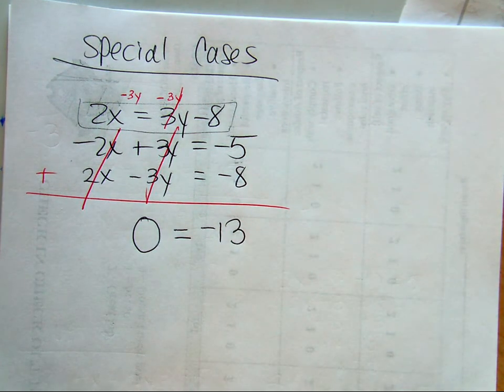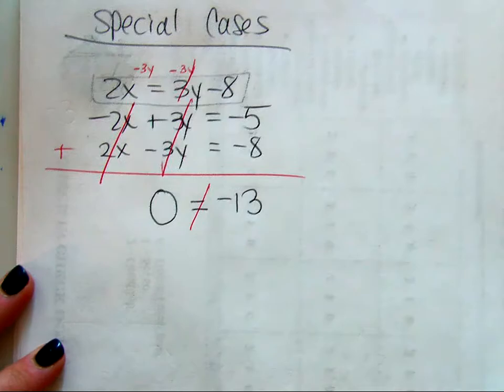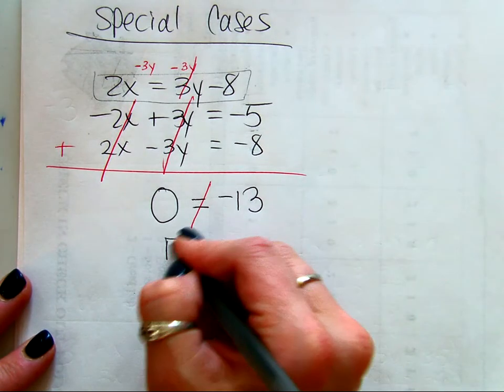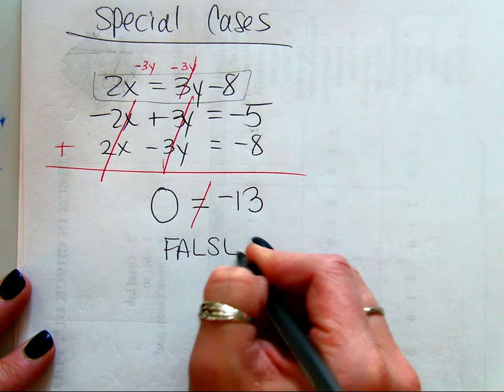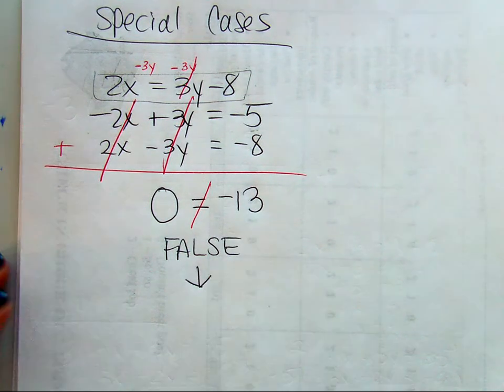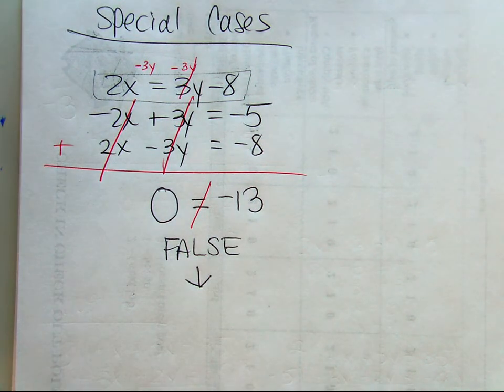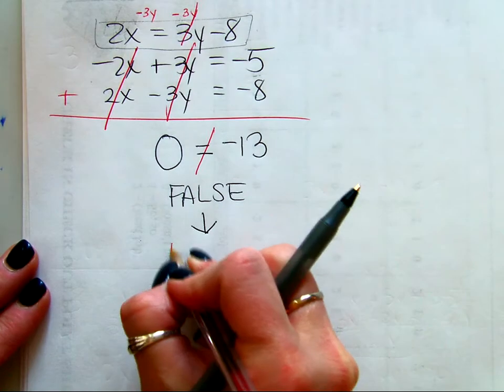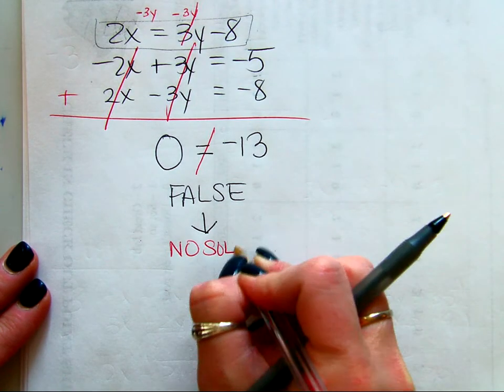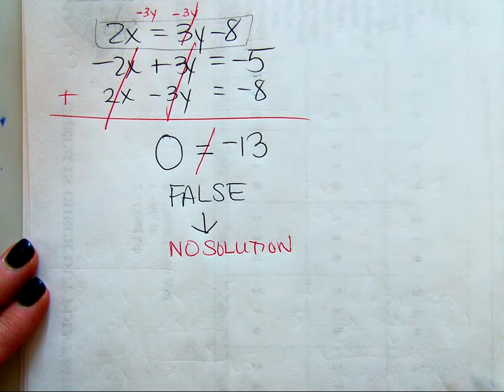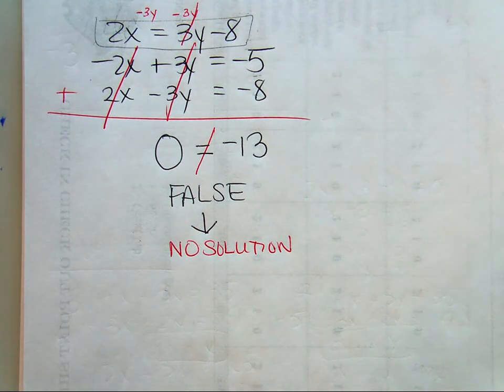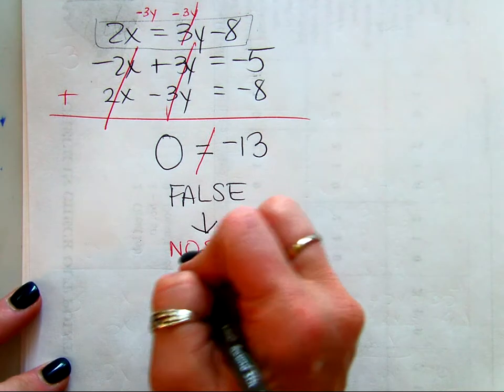No, it does not. So when your variables cancel and you are left with a false statement, false is not your answer. What does false mean? It means the answer you're going to put on your paper is no solution. Hey, let's not forget what we're doing. We're talking about systems of equations. What does systems of equations mean? No solution means what? Where do they meet? Nowhere. They're parallel.